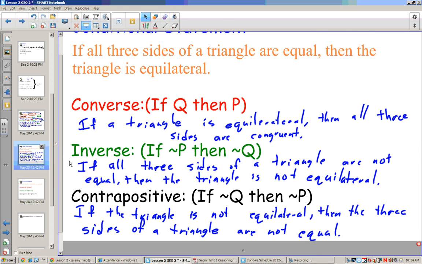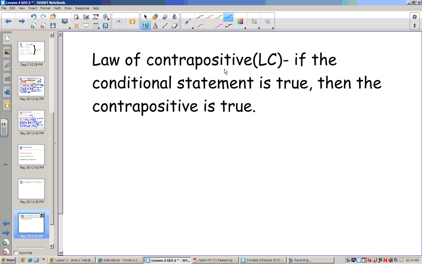In this situation, we didn't really talk about that yet, but if three sides of a triangle are equal, then it's equilateral. This is going to be true. If it's equilateral, then all three sides are congruent. That's going to be true. If all three sides of a triangle are not equal, then the triangle is not equilateral. That is also true. And if a triangle is not equilateral, then all three sides of a triangle are not equal. That will be true. So in this situation, all four statements will be true. Well, the one thing that we're going to know is if the conditional statement is true, then the contrapositive is also true. This is the law of contrapositives.